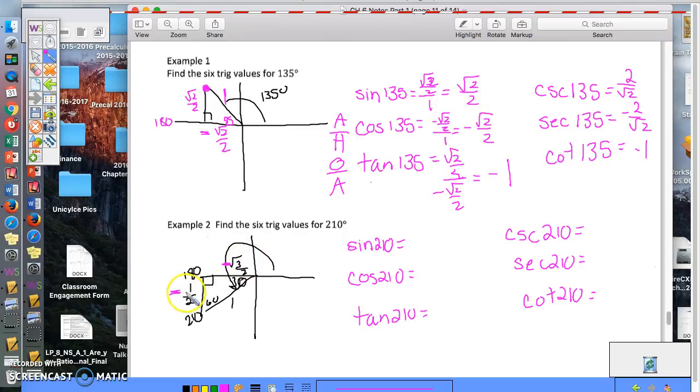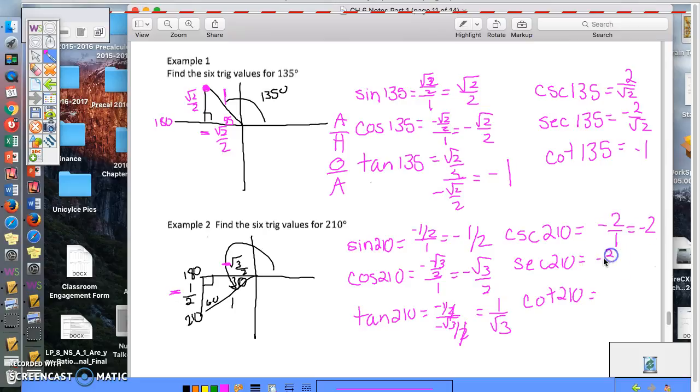So sine, opposite over hypotenuse, negative 1/2 over 1, so negative 1/2. Cosine, negative root 3 over 2 over 1. And tangent, negative 1/2 over negative root 3 over 2. Well, our denominators are the same, so we have 1 over root 3. And then we just flip it, so cosecant is negative 2 over 1, which is negative 2. Secant is negative 2 over root 3, and cotangent is root 3 over 1, which is just root 3.